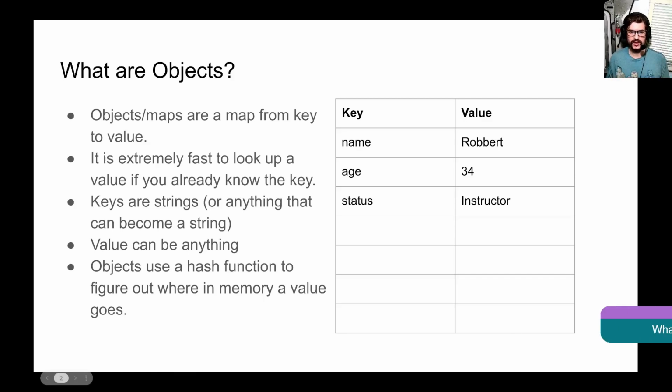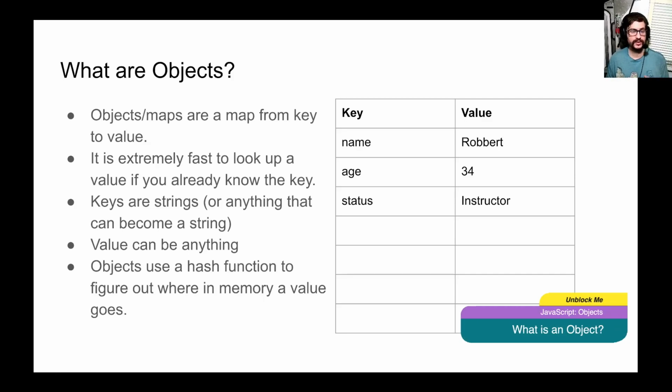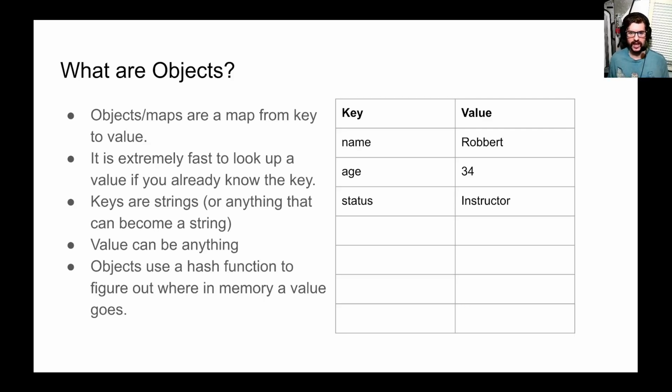So what is an object? Objects, also known as maps or hash maps, are essentially a map from a key to a value. So you can see on the right here I have an example of an object which has 3 keys and 3 associated values. If you know the key, it's really fast to look up the value.